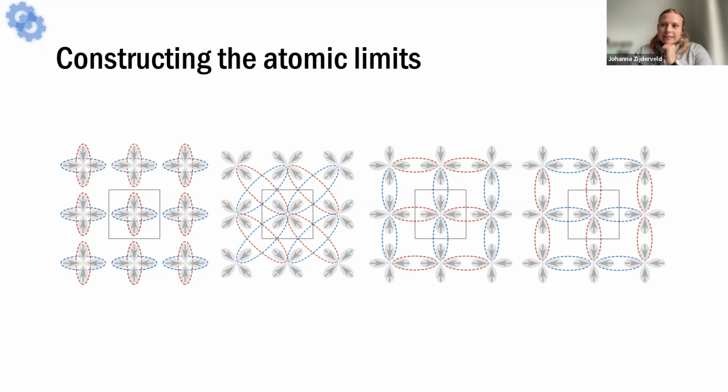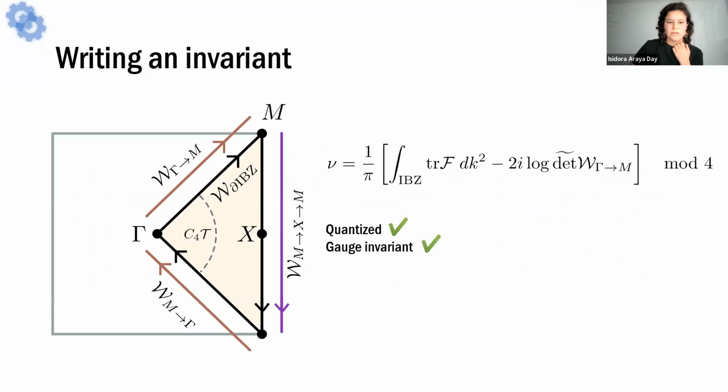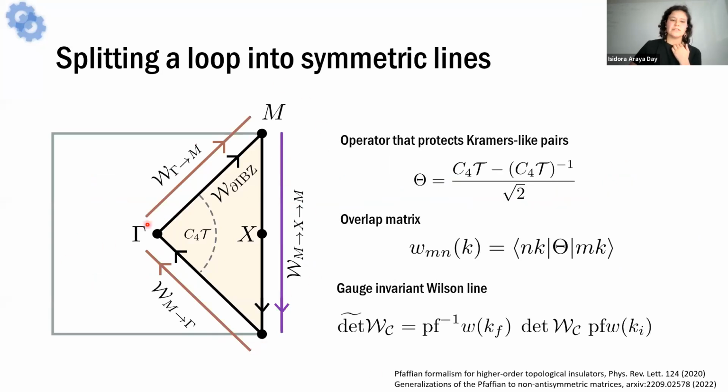Maybe one more question. Is the invariant then dependent on the geometry of a square unit cell, or could it also work for a honeycomb or something else? The invariant doesn't depend on the shape of the unit cell and the shape of the lattice, because it's a bulk quantity. So the Brillouin zone does not care about the terminations of the lattice. So it doesn't change.